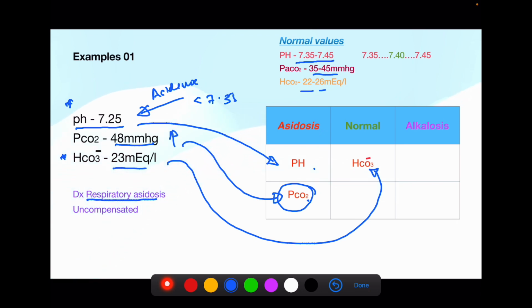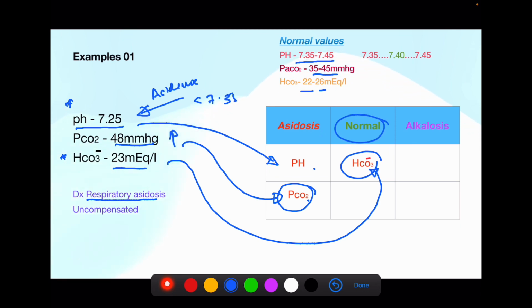Why am I saying this is not fully compensated? Because the pH is still on the acidotic side, right? Then you have to differentiate between partially compensated and uncompensated just by looking at your bicarbonate level. Here bicarbonate is 23, which means it belongs to the normal column. It can't happen like that.